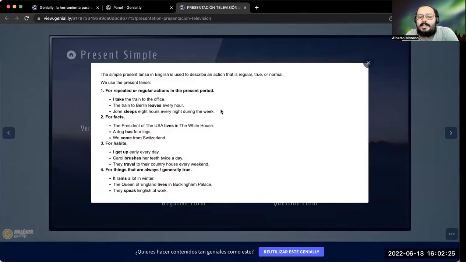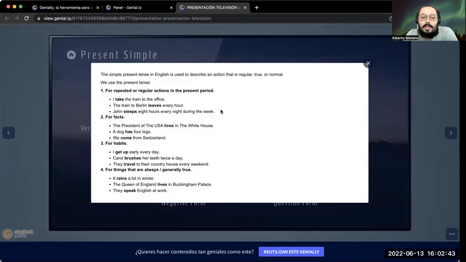Luego, the president of the USA lives in the White House. Esto es un hecho, es algo que es 100% real. El presidente de los Estados Unidos vive en la Casa Real. O al menos es lo que nos han hecho creer a todos, ¿verdad? Tal vez sí, tal vez no, pero hasta que no sepamos lo contrario, para nosotros es verdad.